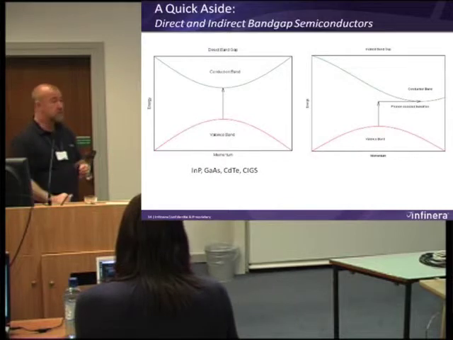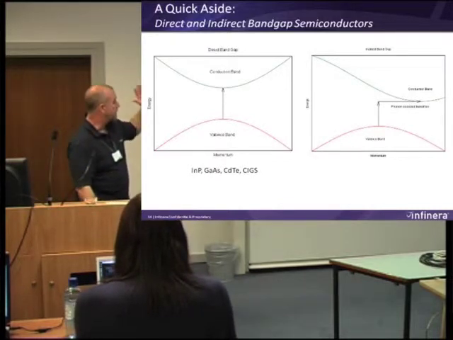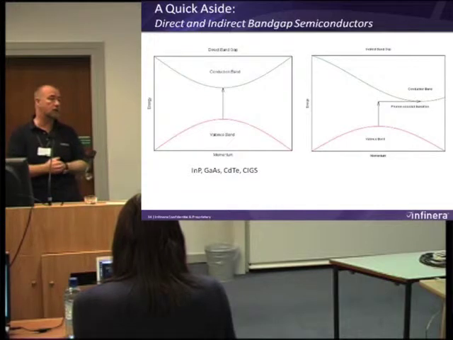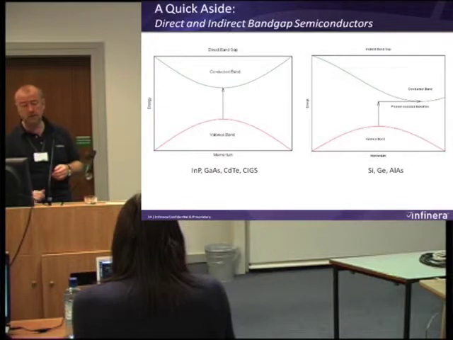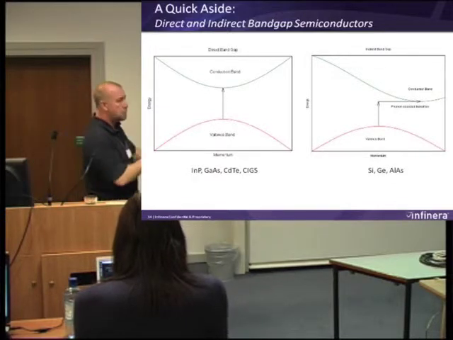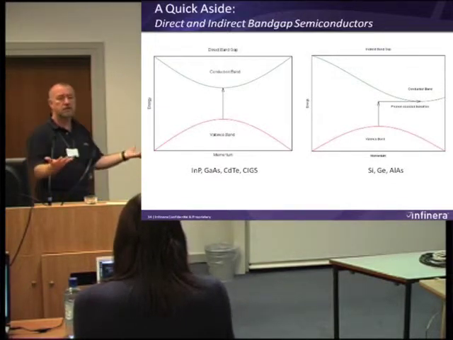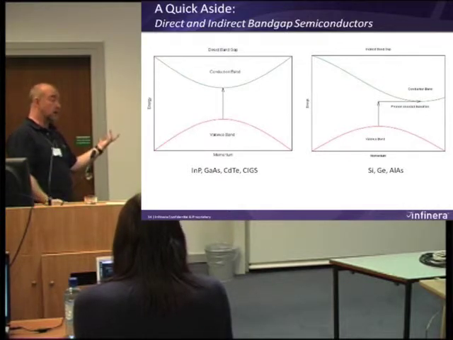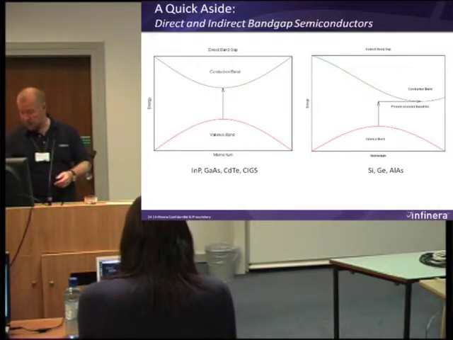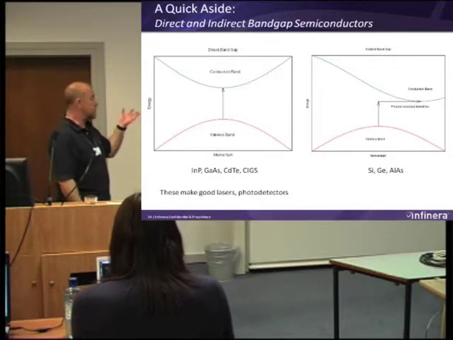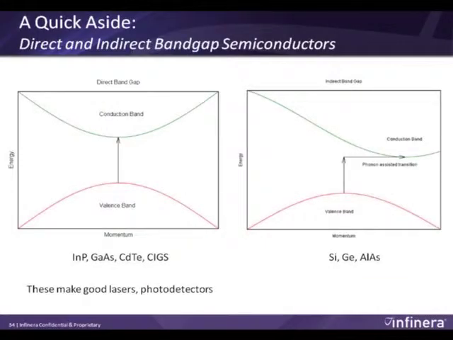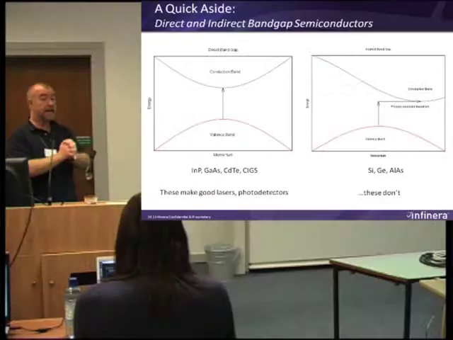Materials like indium phosphide, gallium arsenide, cadmium telluride, CIGS, which is a thin film photovoltaic material, these are direct band gap semiconductors. Silicon, germanium, aluminium arsenide, and many others are indirect. There are hundreds of materials that can act as semiconductors, and some of them are direct, some of them are indirect. For our discussion here, the only thing you need to know is that direct band gap semiconductors make good lasers and photodetectors. Indirect materials do not. In other words, it's very difficult to get silicon to lase.